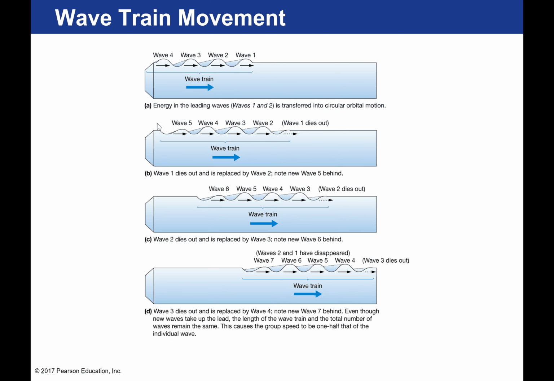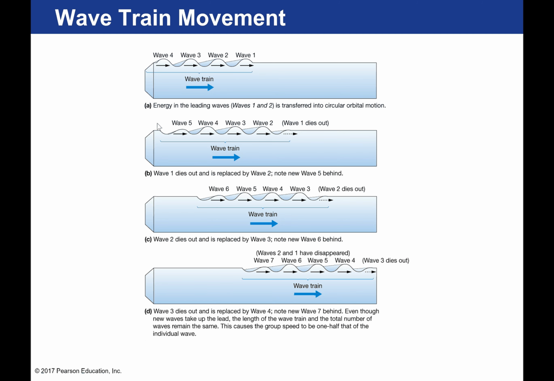As a group of waves leaves the sea area and becomes a wave train, which again is the group of waves with similar characteristics, that leading wave will keep disappearing, but there's always going to be the same number of waves in a group, because as that leading wave disappears, a new wave will actually form and replace it at the back of the group.